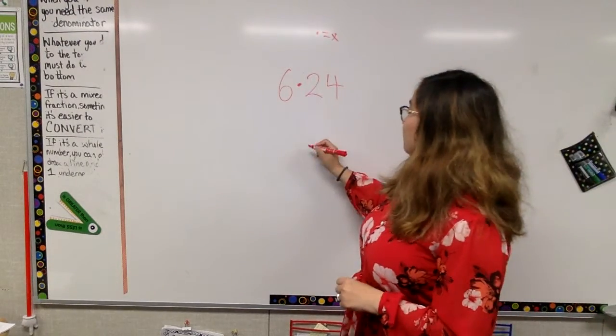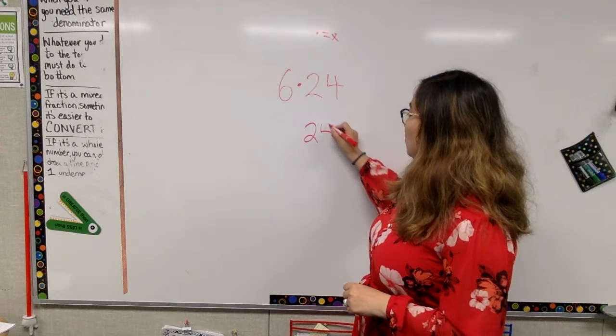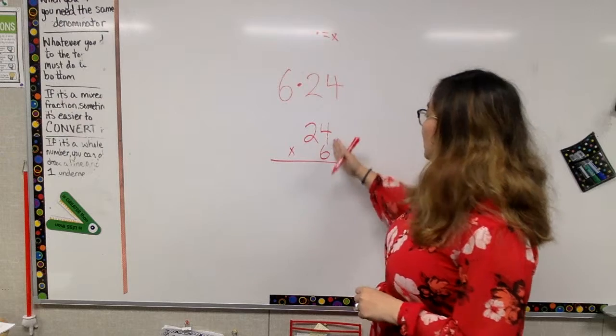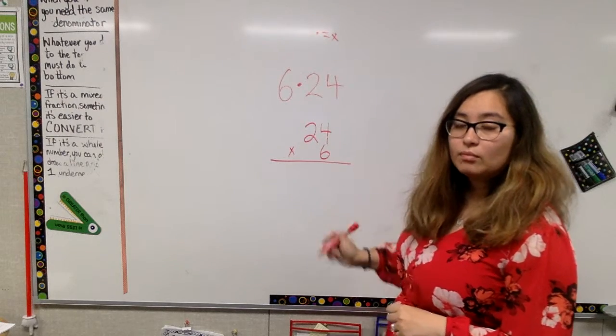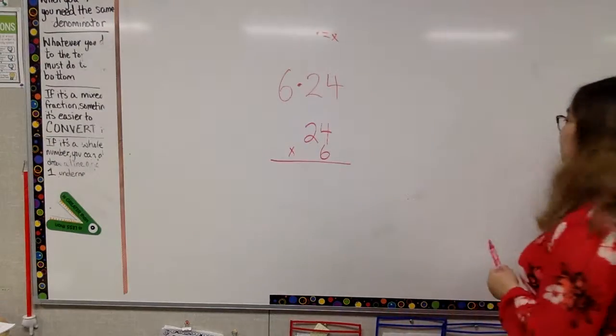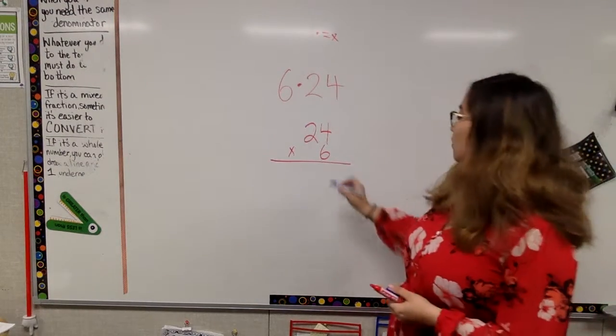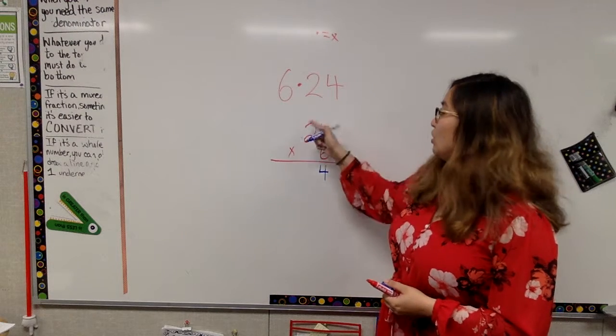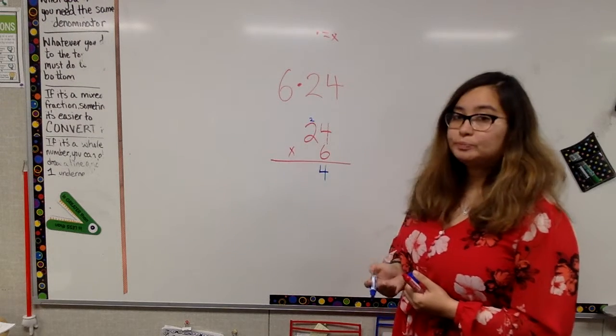So 6 times 24, how do I set that up? I have 24 times 6. I lined it up on the side, and I have to do things very systematically. I have to do 6 times 4. 6 times 4 is 24. Only one number goes in each column. So what happens to the 2? You have to bring it over here.